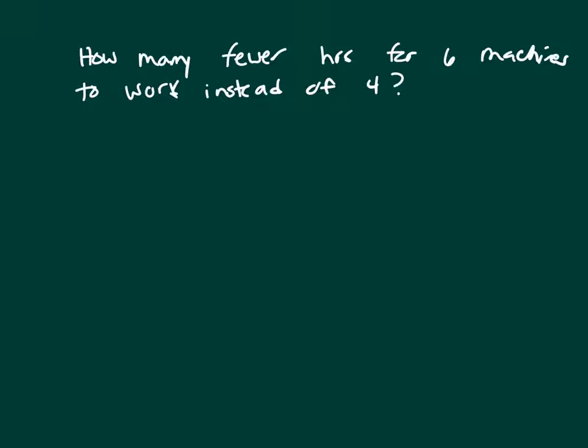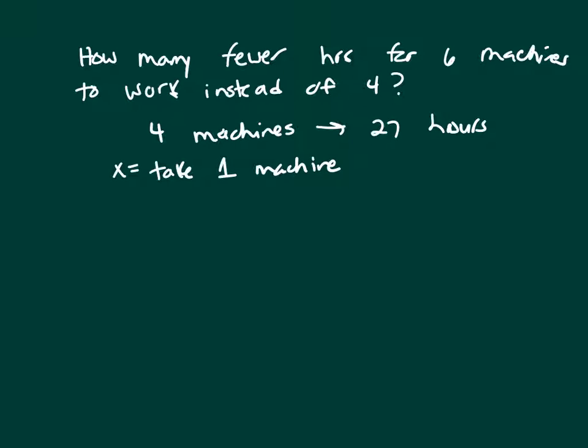The problem tells us that all 6 machines work at the same rate, and 4 machines can finish the job in 27 hours. So let's let X be how long it takes one machine to work. If it takes one machine X hours, its rate is the reciprocal of that, 1 over X. We're talking about one machine. So if it takes one machine X hours to do the job, its rate is 1 over X.